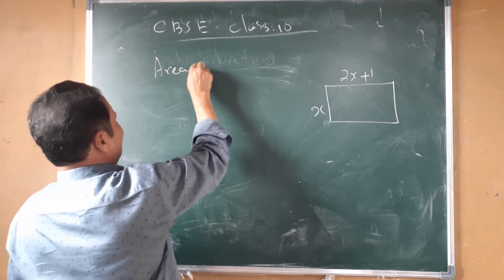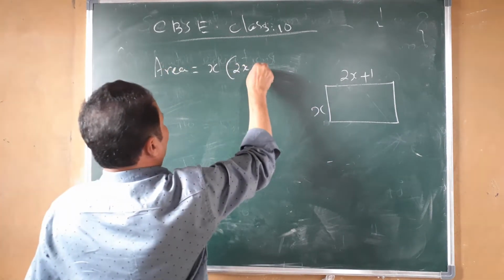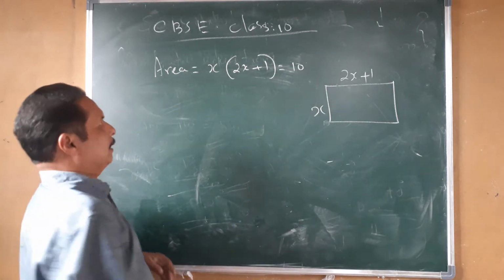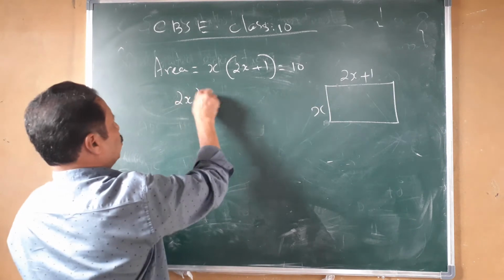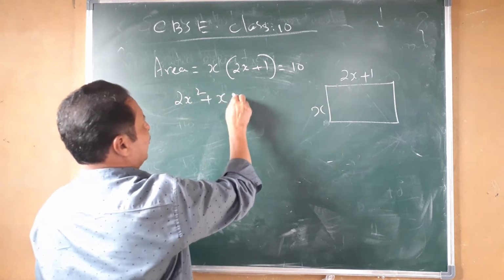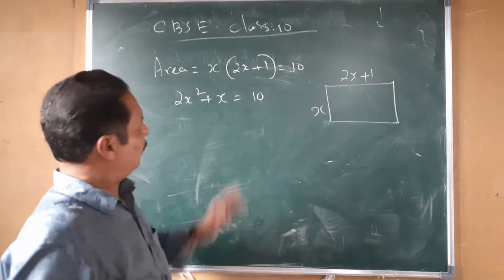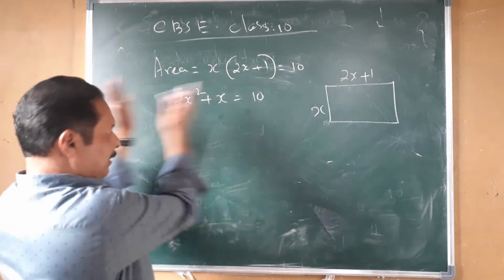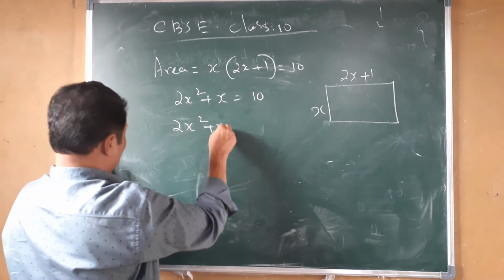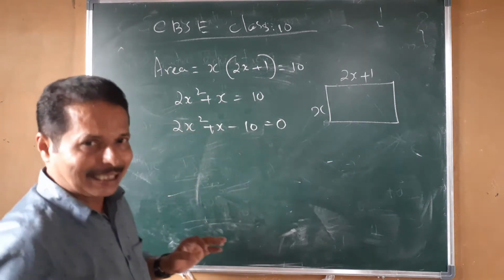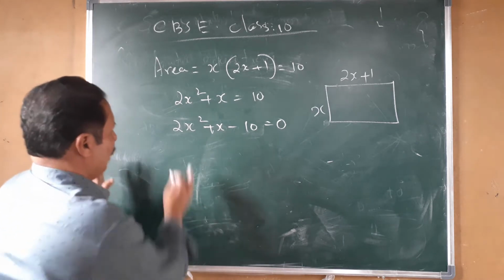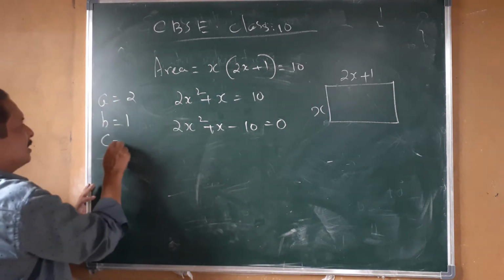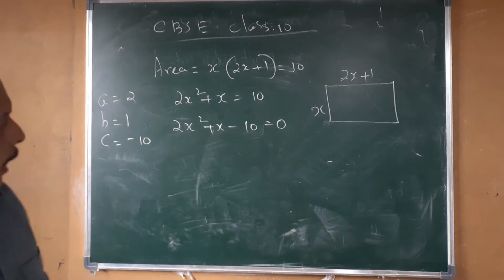So area equals x into (2x plus 1), and that is given as 10. Is it clear? Multiply it. Remove the bracket: x into 2x is 2x square, x into 1 is x, equal to 10. Taking 10 to the left side, 2x square plus x minus 10 equals 0. You know a equals 2, b equals 1, and c equals minus 10.